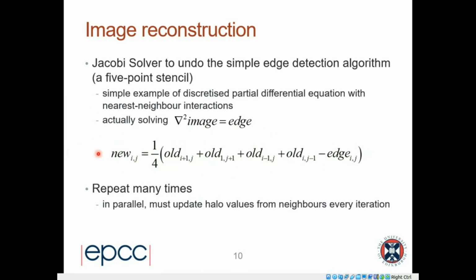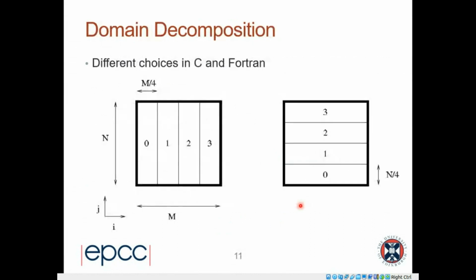It's quite easy to convince yourself that when you reach the image, you stay, because if I have the image, then this equation collapses to new ij equals old ij. So when I reach the solution, this algorithm will stay there. It's not obvious that it gets there, but it does. It's called the Jacobi algorithm. It's incredibly naive, but it's okay. And in parallel, we have to update the halos from neighbors every iteration.